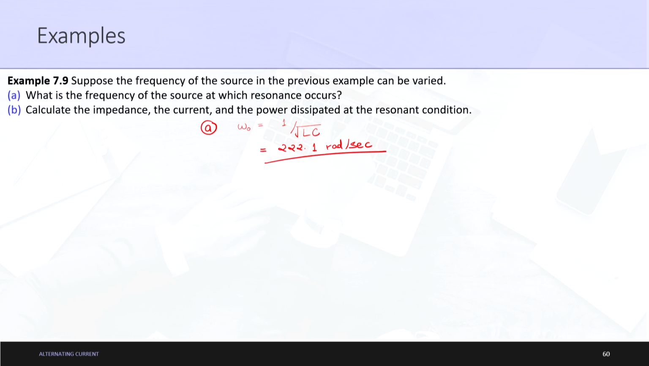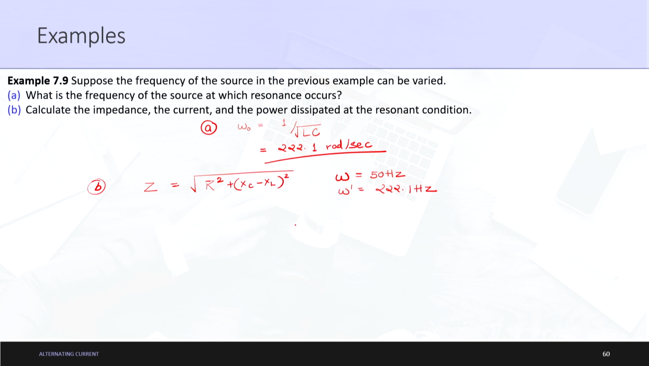The second question says to calculate the impedance, the current and the power dissipated at the resonant condition. So again same question, just go line by line, go very slowly as it is the first time. So under root of again nothing but R square plus XC minus XL whole square. Okay, it is nothing but equal to, everything is given to you in the question, just this time don't take the value as omega which is 50 hertz, take the value as omega dash which is nothing but equal to 222.1 hertz. Okay.